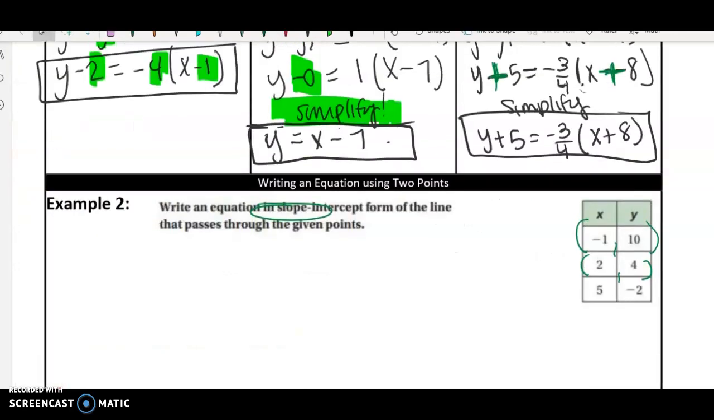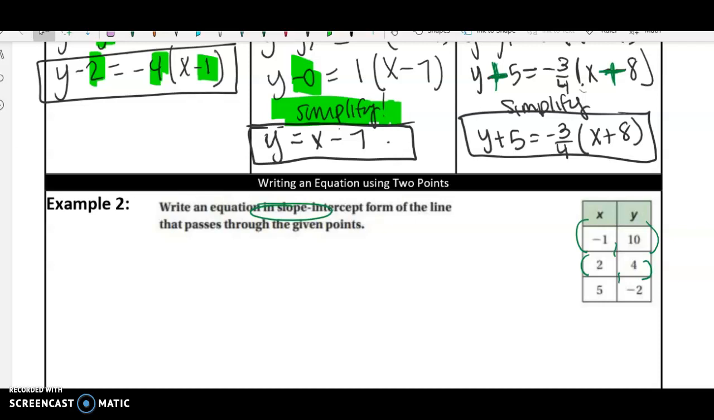All right, so our next part is writing an equation using 2 points into point intercept form. So we're going back to what we just learned in 13.6, which is writing in point intercept form.